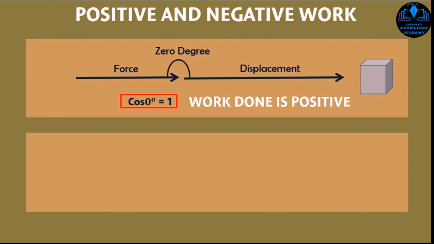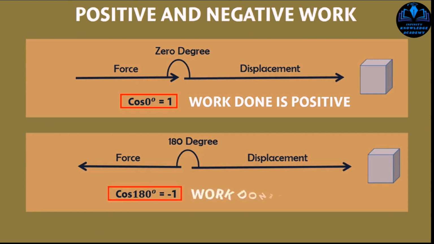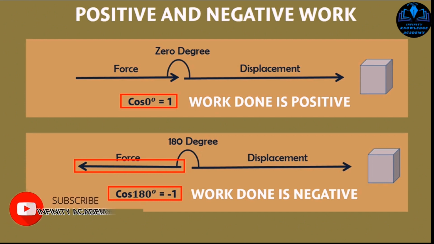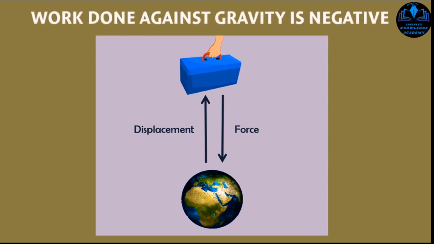On the other hand, if you exert a force on an object in this direction and the body moves in this direction, here the angle between the force and the displacement is equal to 180 degree. We already know that cosine 180 degree is equal to -1. Hence here work done will be negative. The negative sign indicates that if you exert a force in this direction, body will be displaced in opposite direction. In real life, when we raise an object from Earth's surface, the displacement will be like this and the force of gravity will be in this direction. Hence the work done against gravity will be negative.